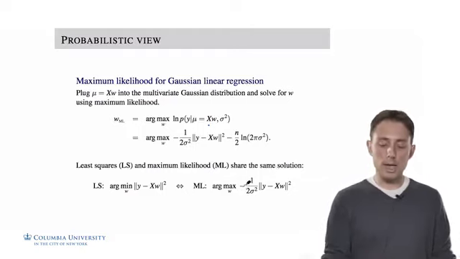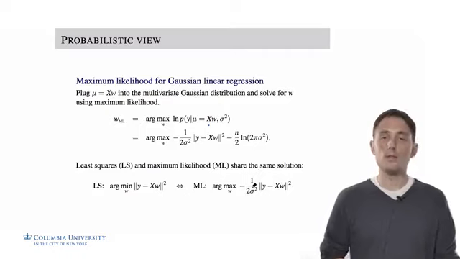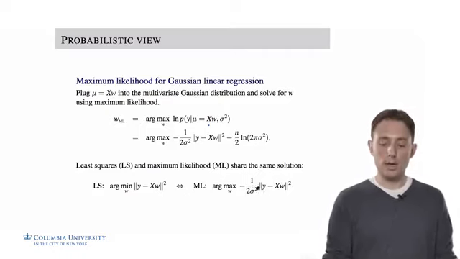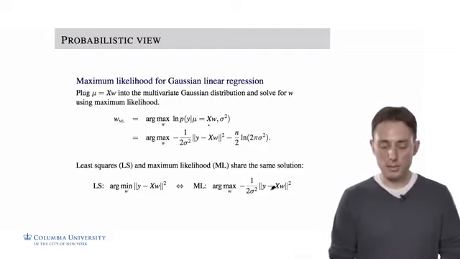What you notice is the negative sum of squared errors times some scalar. So this scalar doesn't do anything. So it should be clear that these two problems share exactly the same solution. This is essentially the negative of this problem, but because here we're trying to minimize and here we're trying to maximize, they have exactly the same solution.